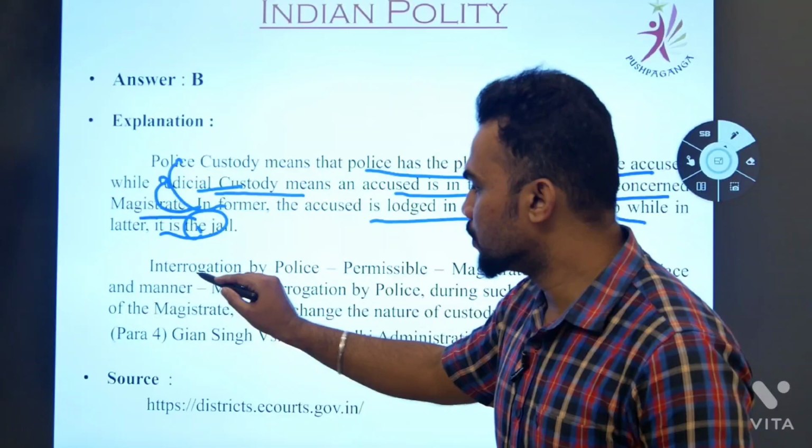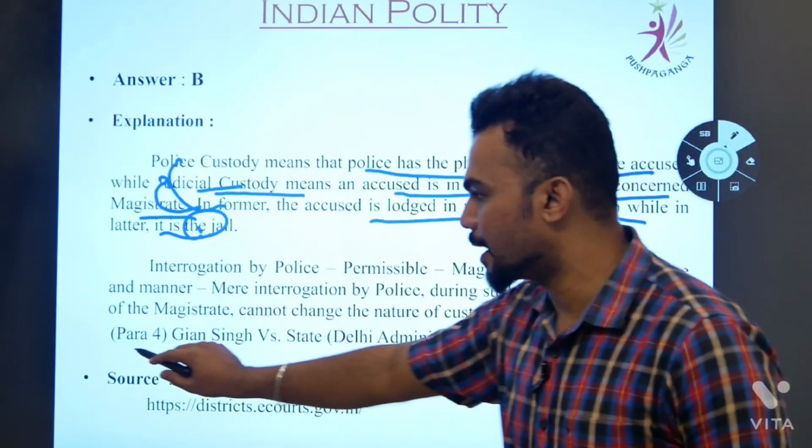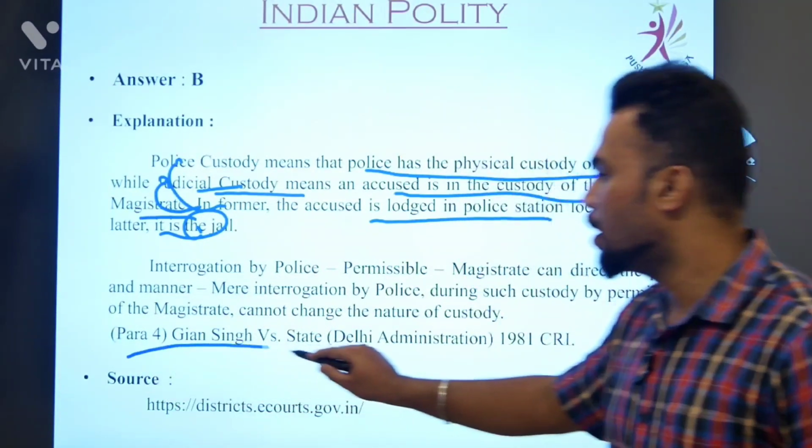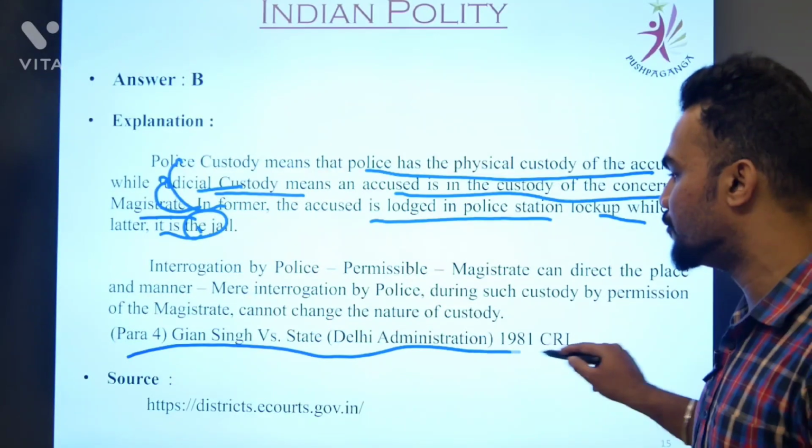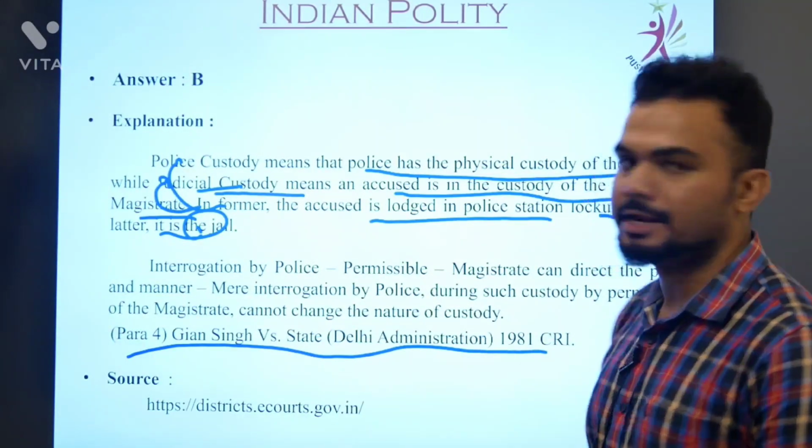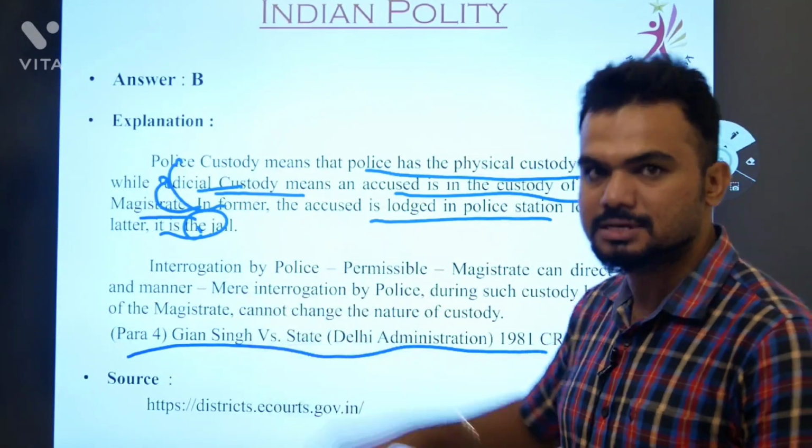Okay, so interrogation by police, as mentioned in para 4 of Gyan Singh versus State of Delhi Administration in the year 1981, as mentioned in this case.